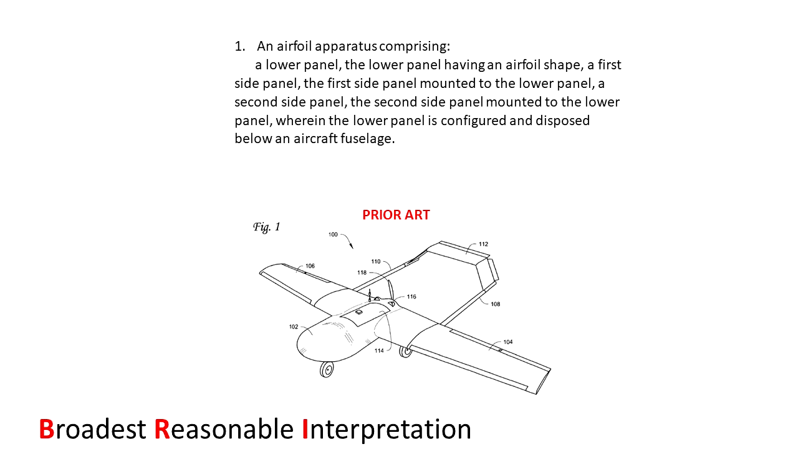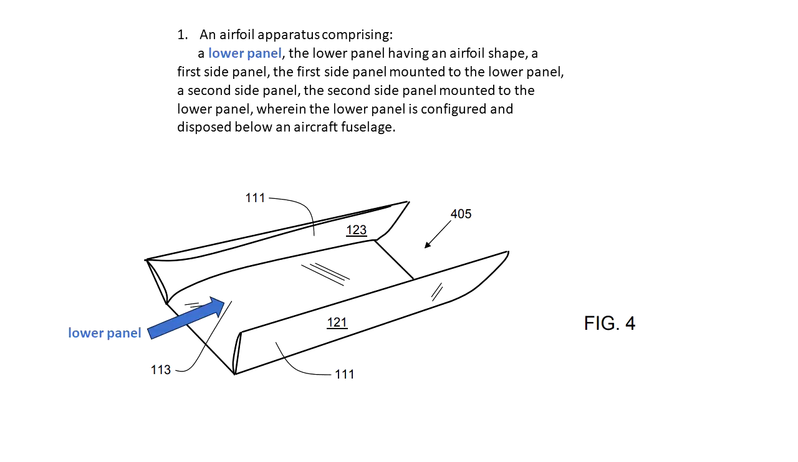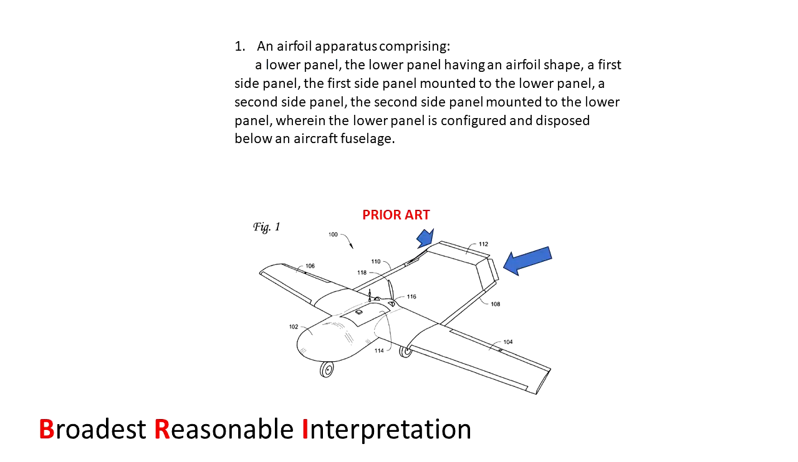BRI stands for Broadest Reasonable Interpretation. It's a methodology that the Patent Office often uses when examining patent applications. As an example, recall that our lower panel was the middle panel that was below the fuselage. Here, clearly the middle panel is at the top. But what about the side panels?